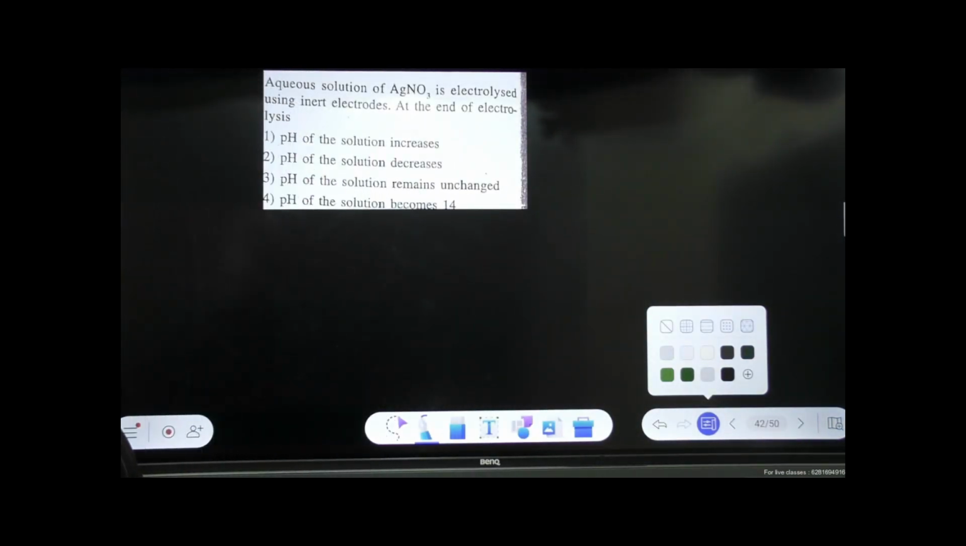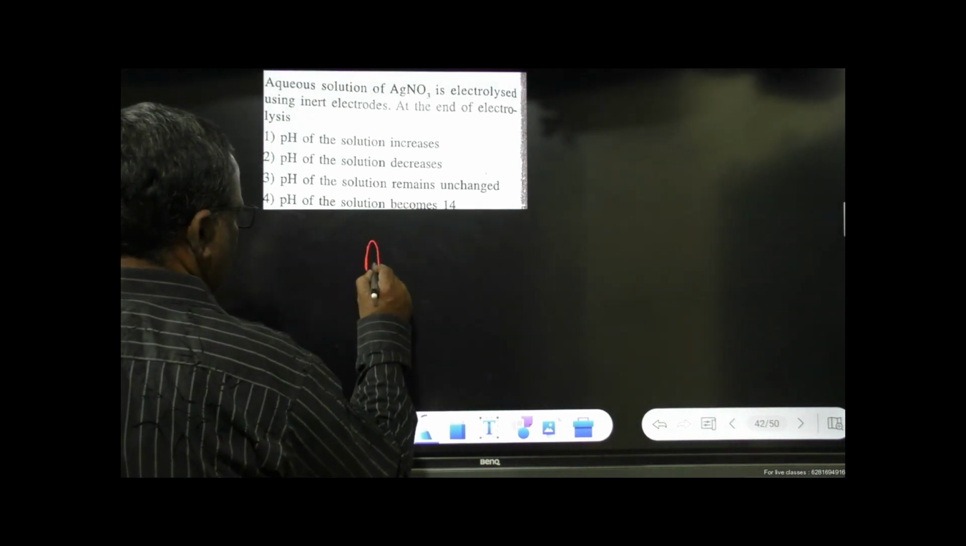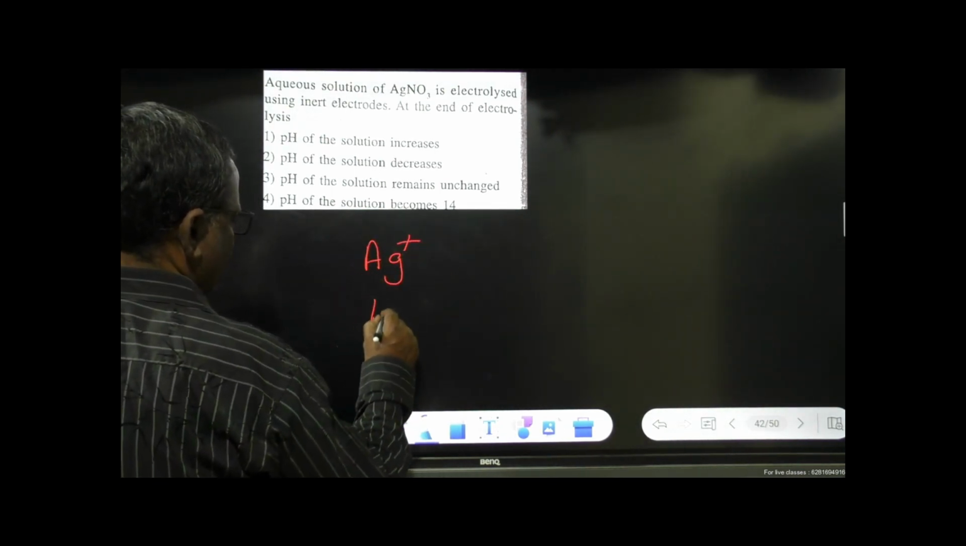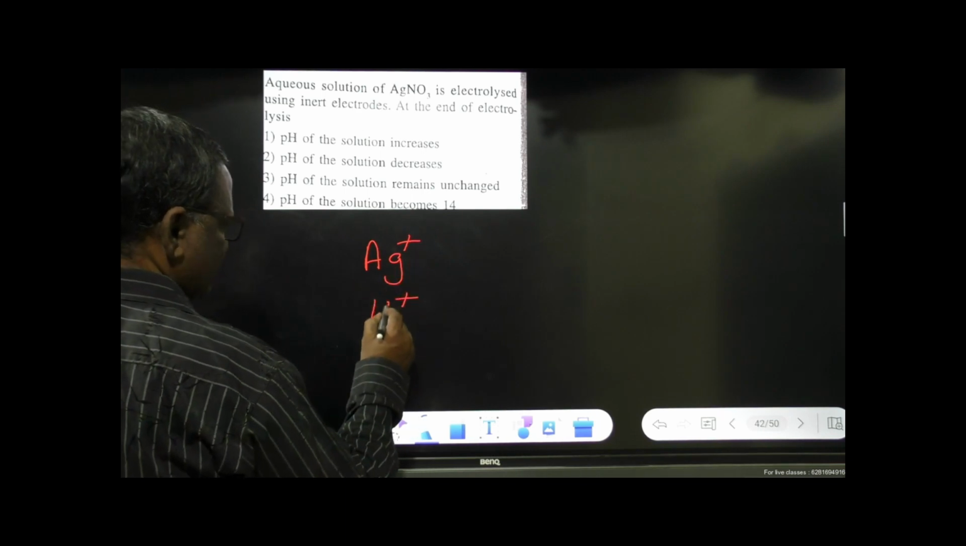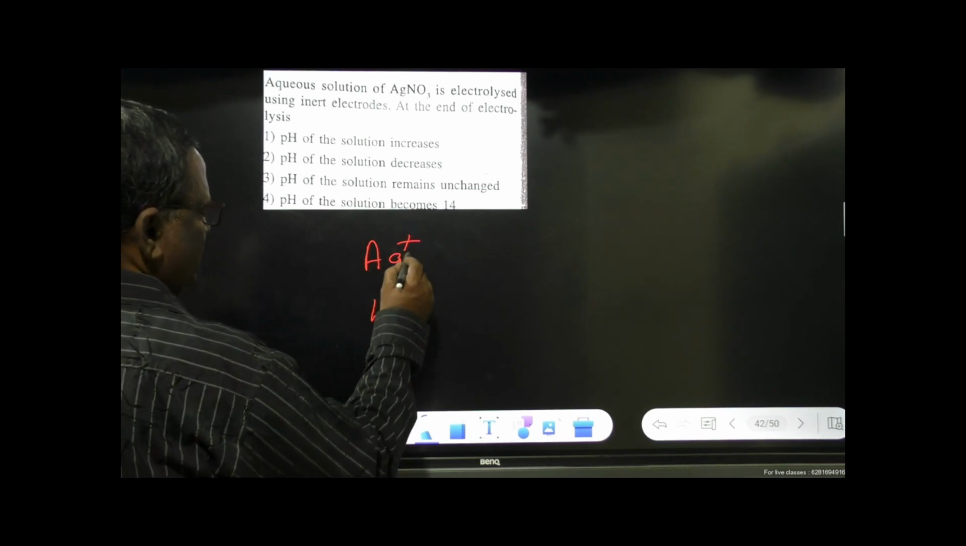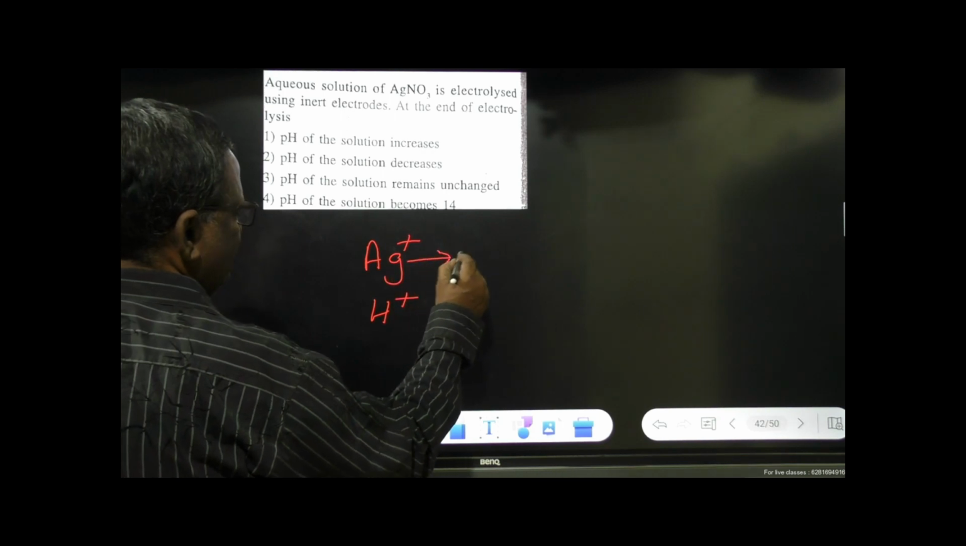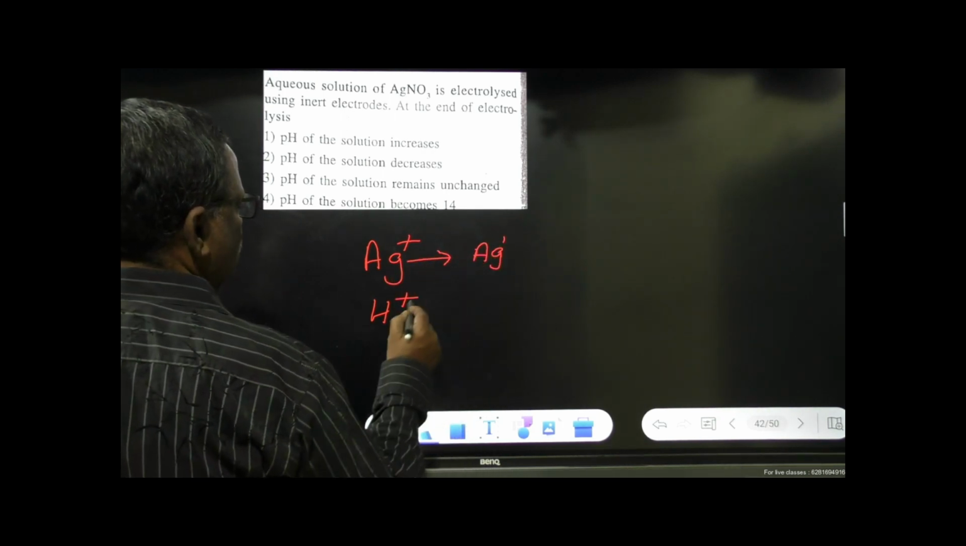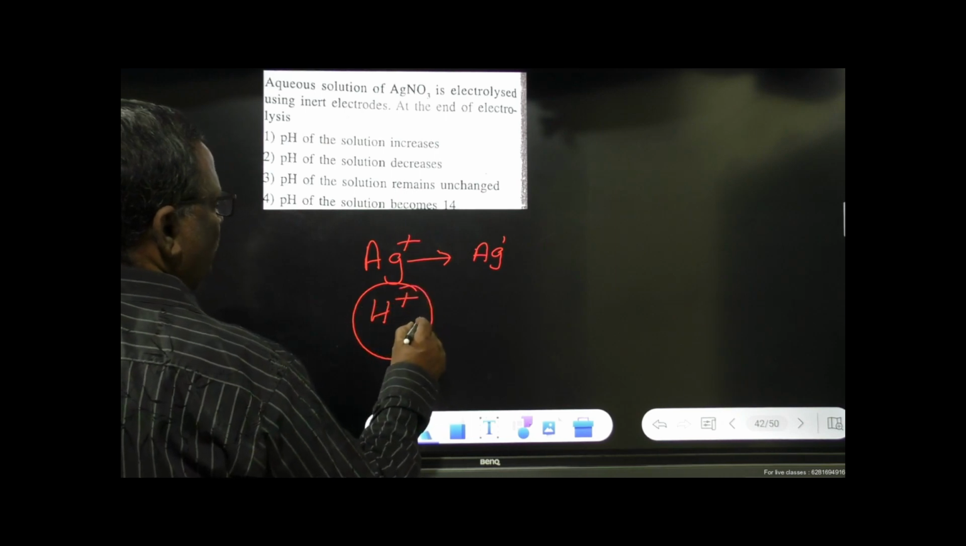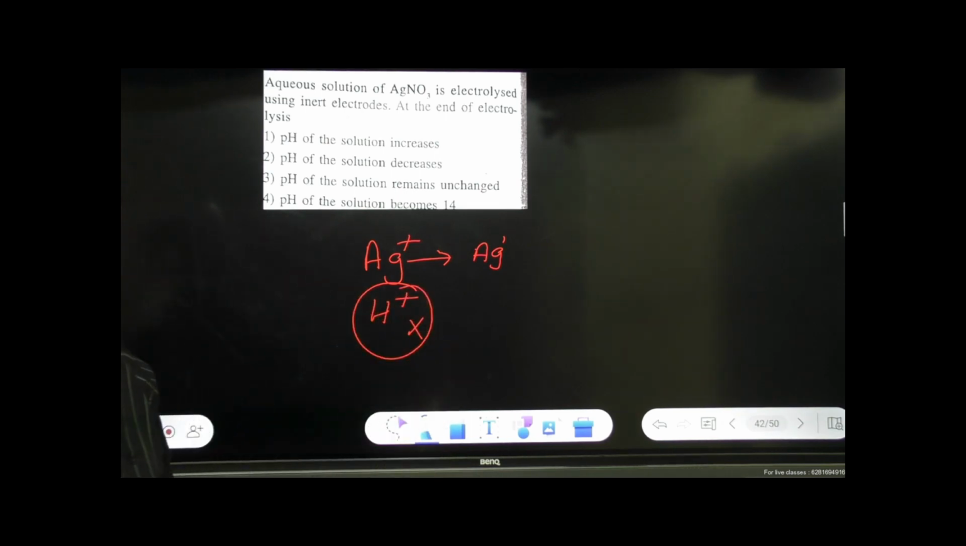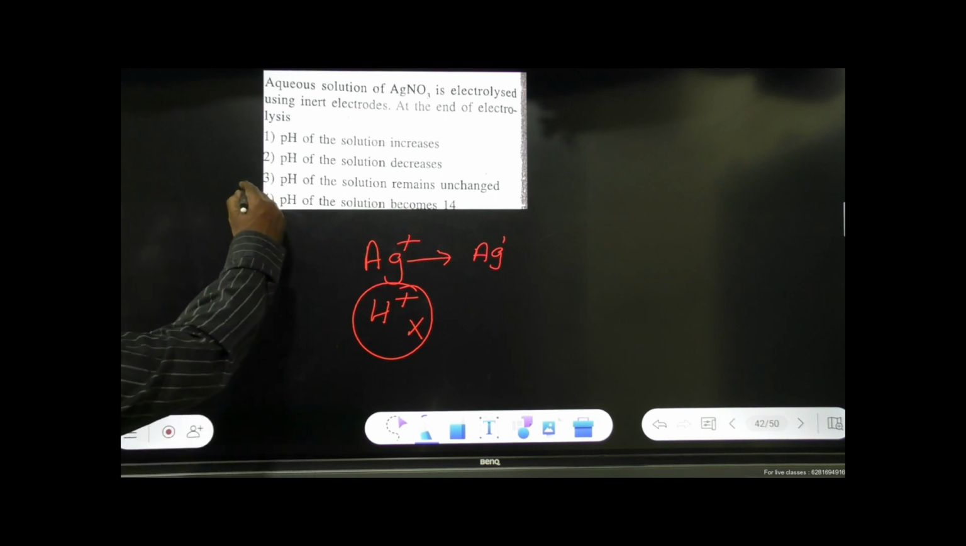Aqueous solution of AgNO3 is electrolyzed using inert electrodes. At the end of electrolysis, what happens to the pH? When AgNO3 is electrolyzed, we have Ag plus ions and H plus ions. Since silver is less reactive than hydrogen, Ag plus ions are discharged at cathode. So H plus ions are not involved. So there will be no change in the pH. The pH of the solution remains unchanged.